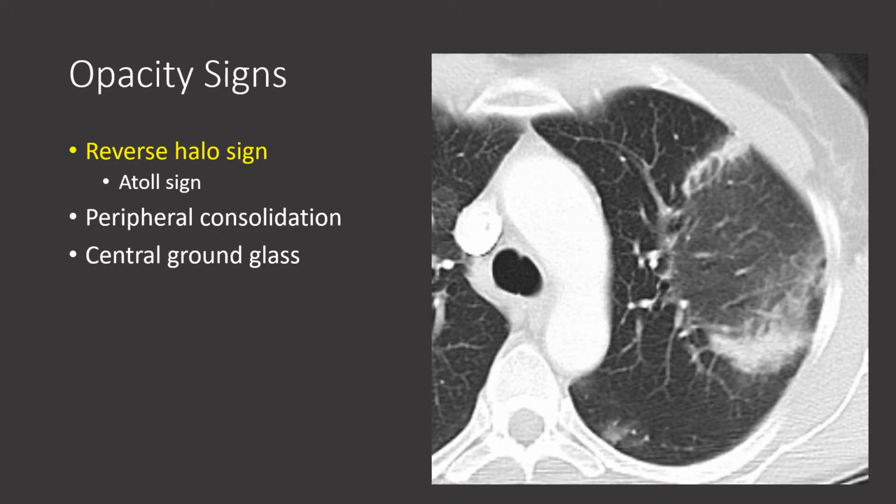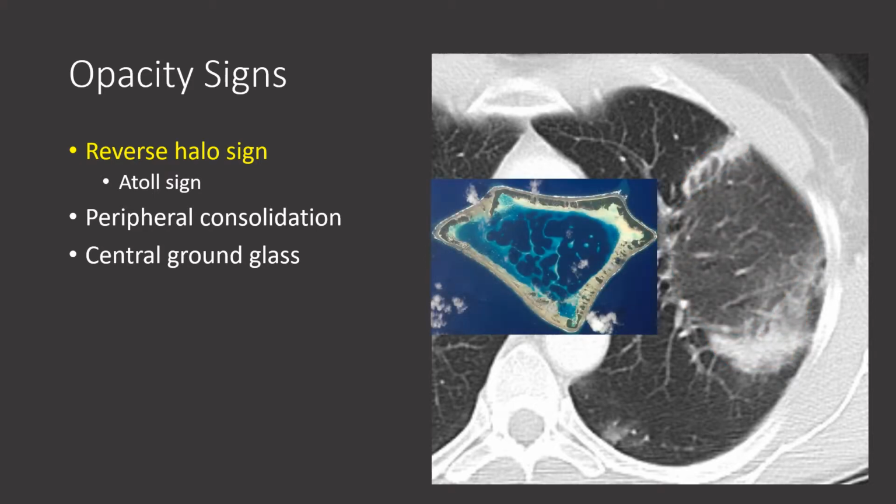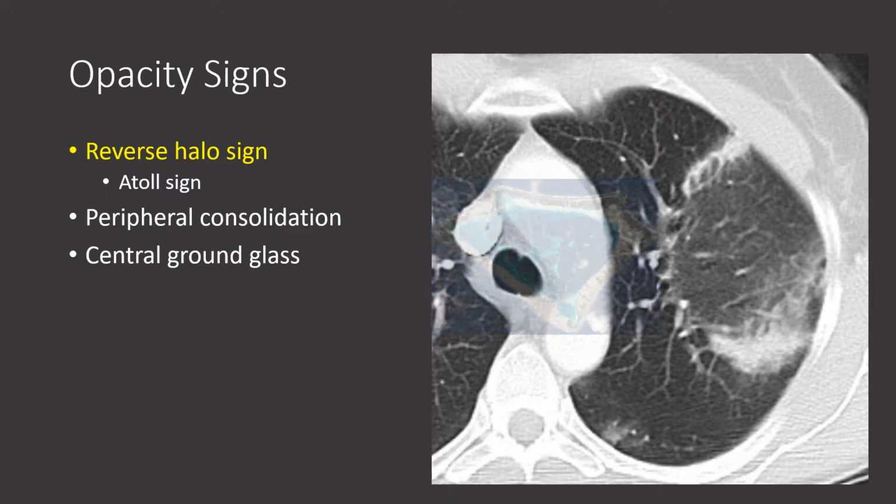The opposite of a halo sign is something known as the reverse halo sign. This is also known as an atoll sign. An example is shown on the CT on the right, where we notice peripheral areas of consolidation highlighted in red and a central ground glass opacity highlighted in light red. This appearance has been likened to an atoll, which is a reef island where land represents an area of consolidation. The central lagoon, shallower and lighter water, represents the ground glass, and the surrounding darker ocean, the normal black lung.